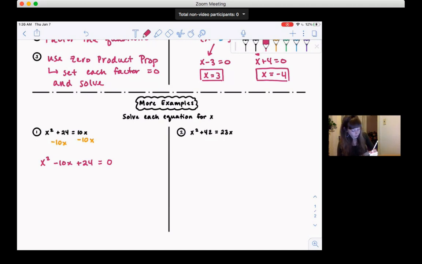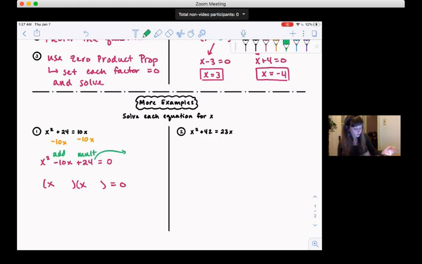Okay, so I want to factor this. I'm going to set up the factors, x and x, still equal to 0. We now need to find two numbers that are going to multiply to 24 and add to negative 10. Let me write that down. Add, multiply.